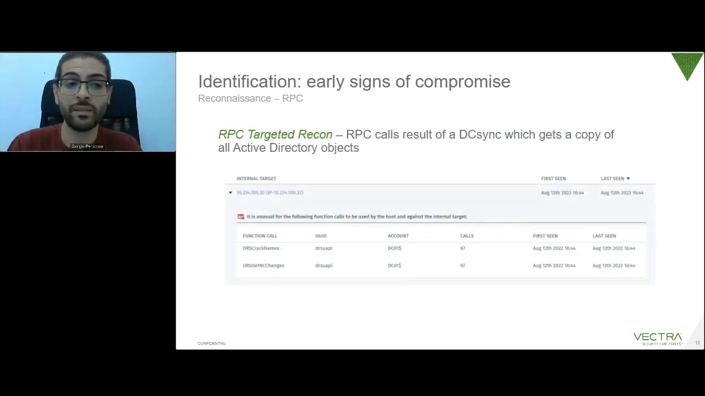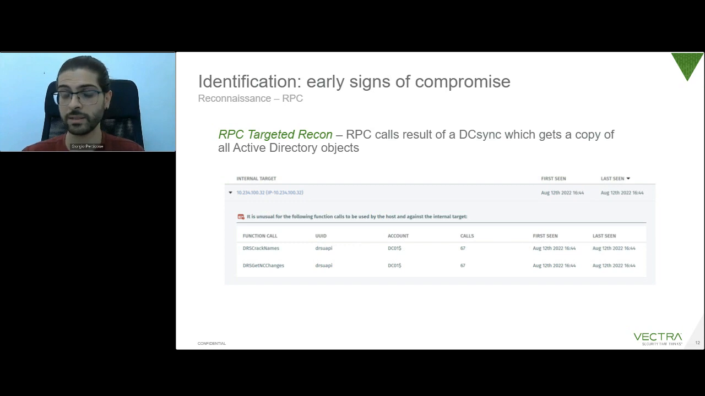Another example, definitely different from the one before. Before we've seen the port sweep that is a single host targeting many different IP addresses at the same time to look for specific ports. Here we have an RPC targeted recon that is alerting us for a host that is contacting a single target, and specifically it's using some RPC function calls that are related with reconnaissance. The RPC protocol can be used for both gathering of data or sending commands, but in this specific detection, we're looking just for gathering of information.